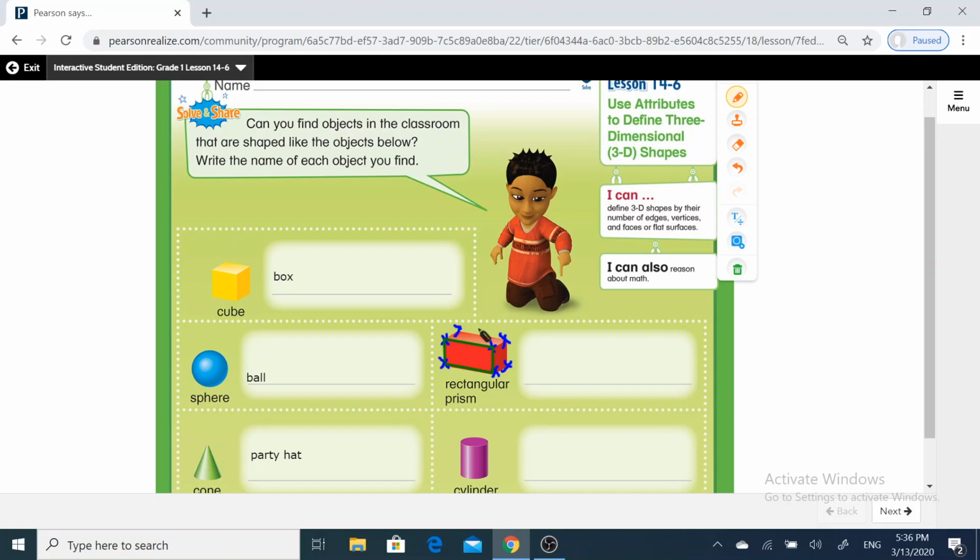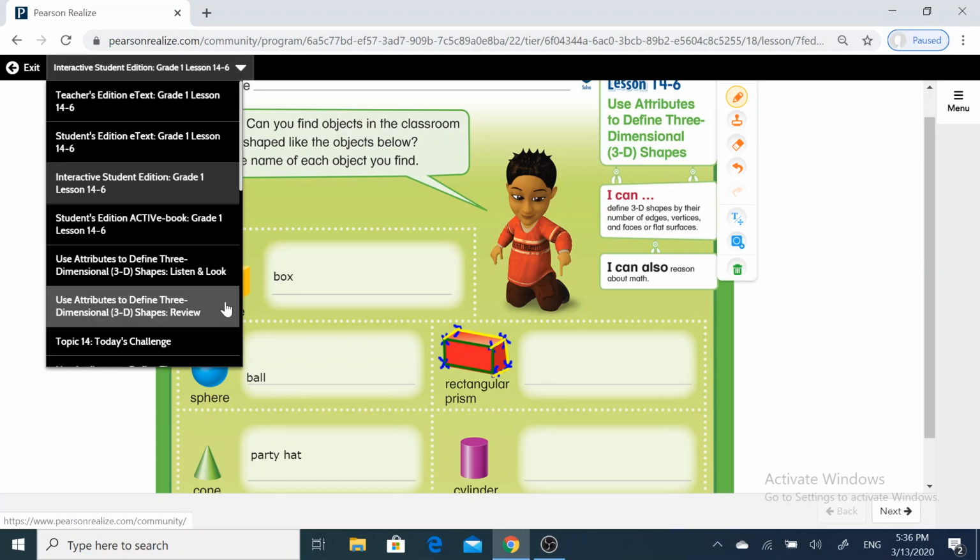Now, what about edges? How many edges do I have in a rectangular prism? Edges mean straight sides. Look at the yellow color. We call this an edge. And this. And this. And this. All of these straight sides, we call them edges. Did you understand? Now, listen to this video, please, and answer the questions.